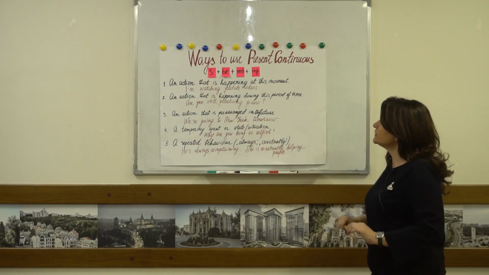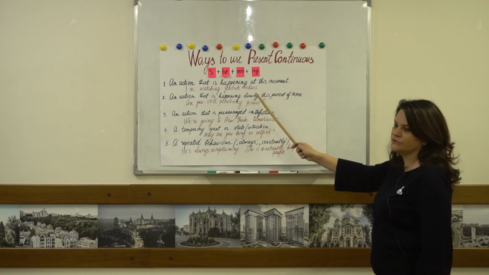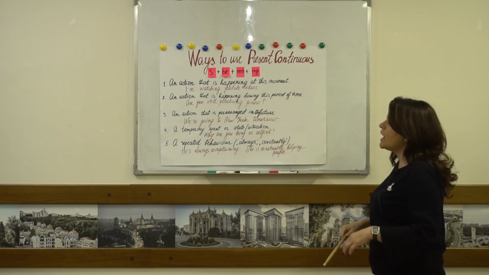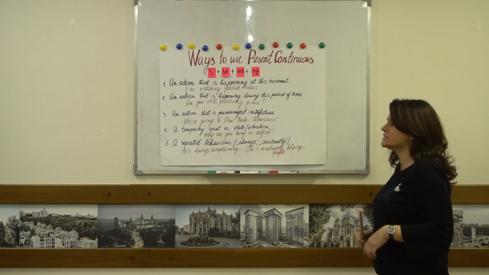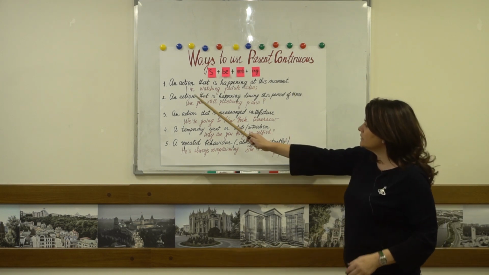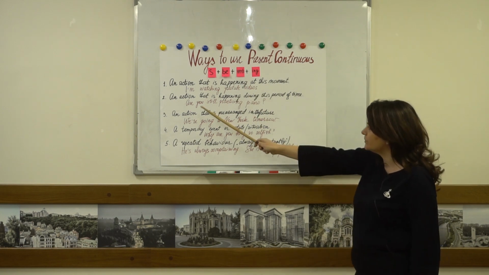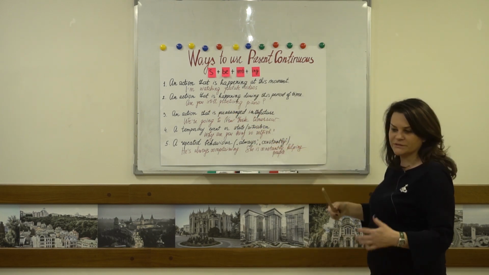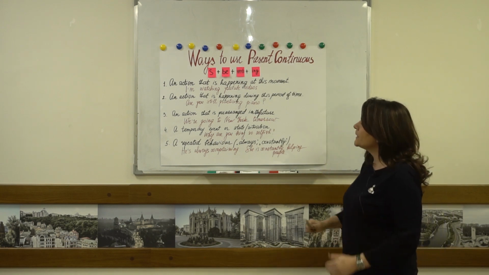Briefly, the ways we use present continuous tense in English. First, an action that is happening at this moment. For example, I'm watching YouTube videos right now. I'm looking through the window right now. I'm teaching you an English lesson right now. The second point, an action that is happening during a period of time. For example, are you still practicing piano? Are you still practicing guitar, for example?